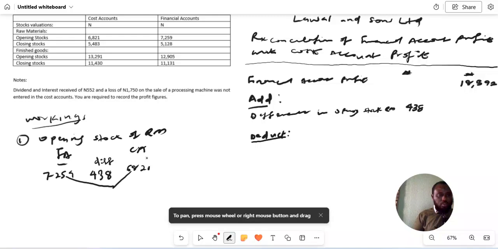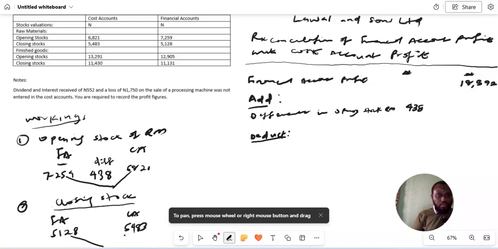So the closing stock, note two, closing stock. The closing stock is FA and CA. Closing stock here is 5128 and 5483. So we have a difference; that should be 438 for the first one.